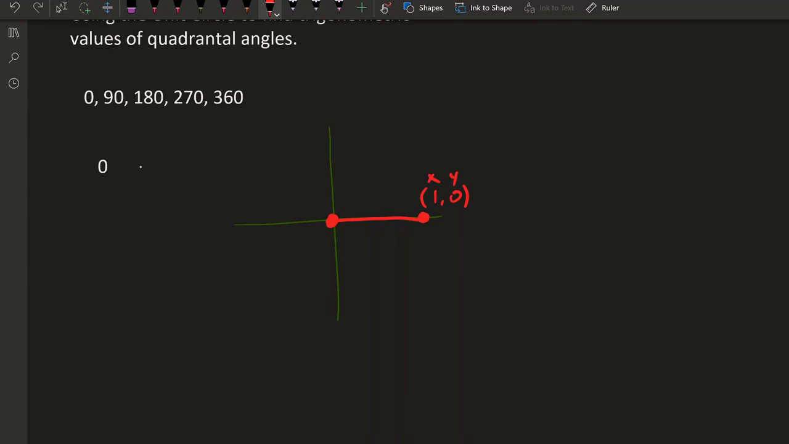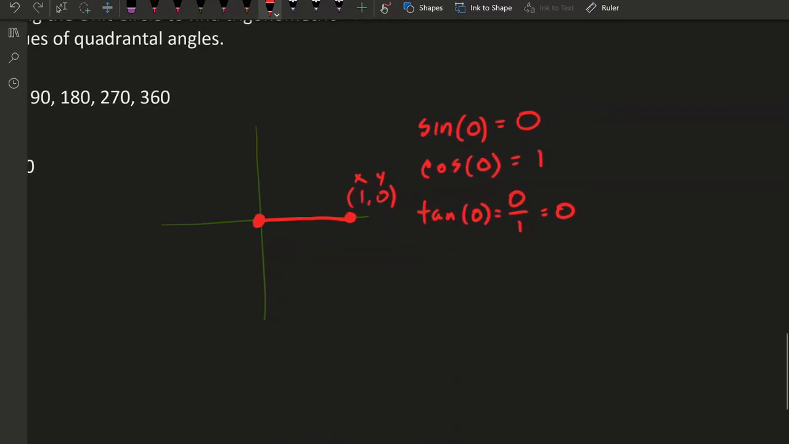So, therefore, I can say sine of 0 is the y value, which would be 0. Cosine of 0 would be the x value, which would be 1. And then the tangent of 0 would be y divided by x, which would be 0 divided by 1, which is 0.